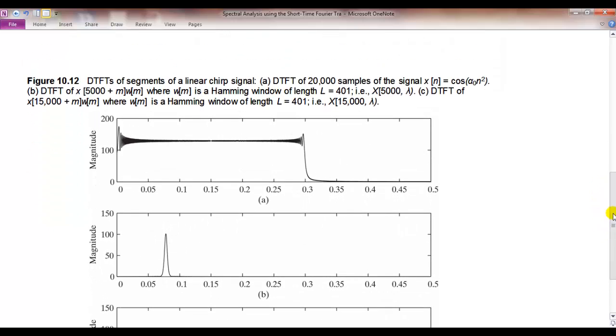Here is now a more explicit example. This is again a linear chirp. The sample of a continuous-time linear chirp is a discrete-time linear chirp. So if you were to just compute the DTFT of this thing, you have 20,000 samples of the signal, this is what you get. You see all frequencies starting almost at n equal to 0. What is the instantaneous frequency of this chirp? It is 2 alpha naught n. So you compute the DTFT of the whole signal, and you see that you have frequencies everywhere from 0 radians to 0.3 radians.